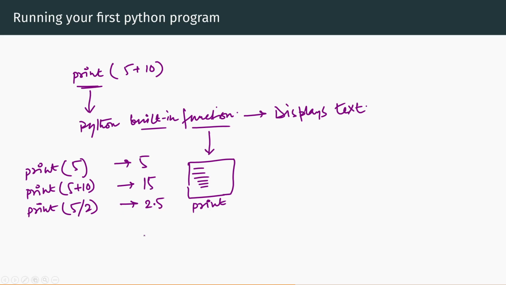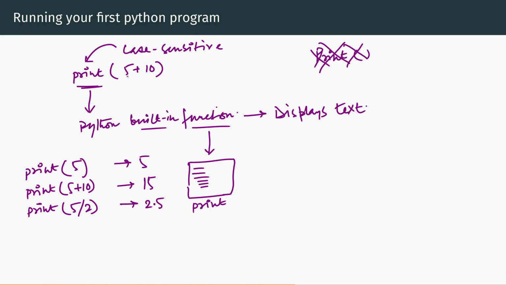So a couple of important things to note here. Firstly, print is case sensitive. So for example, you cannot say print with a capital P. That's incorrect.